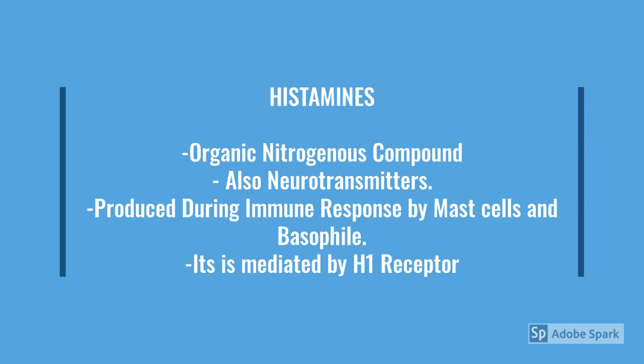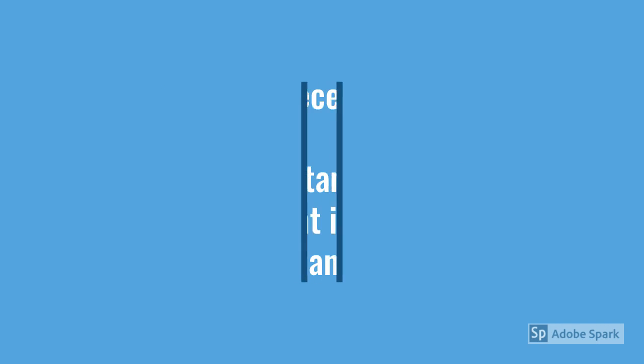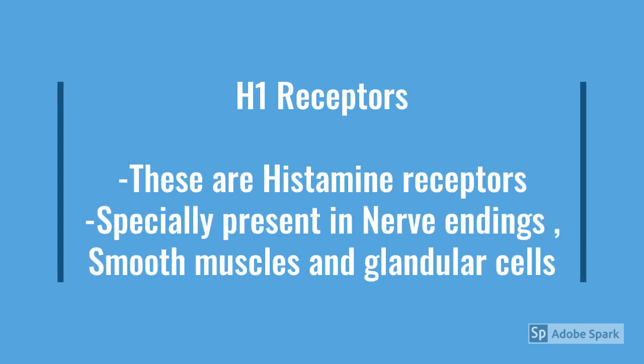Histamine is nothing but an organic nitrogenous compound. It is also a neurotransmitter. It is mainly produced during immune response by mast cell and basophil. It is mediated by H1 receptors. What are H1 receptors? These are the histamine receptors, especially present in nerve endings, smooth muscles, and glandular cells.